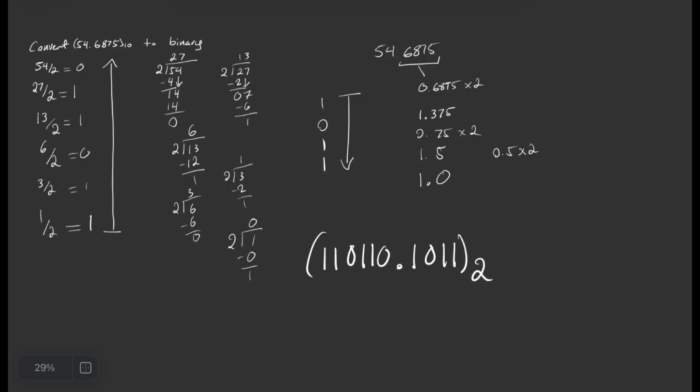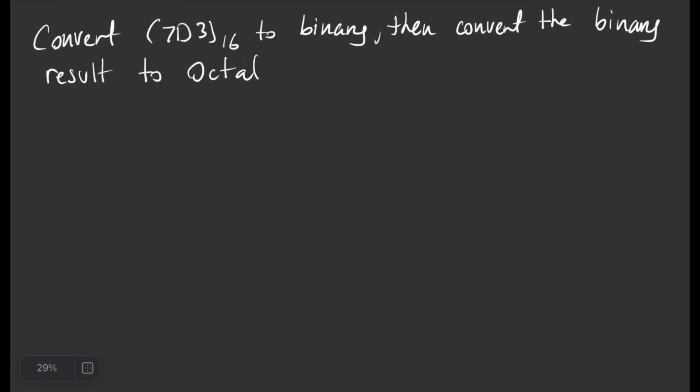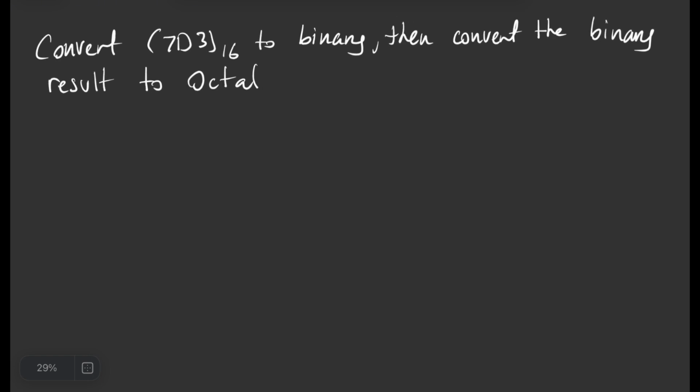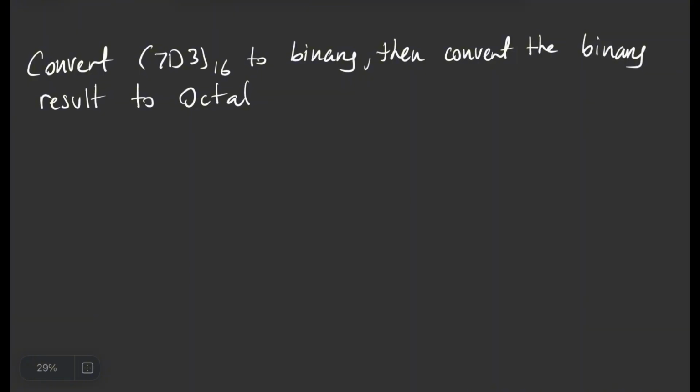This is our answer right here. Okay, hello guys. So this is our third and final question. Convert the number 7D3 base 16 to binary, then convert the binary result to octal. Believe it or not, this may be our fastest question to complete so far.